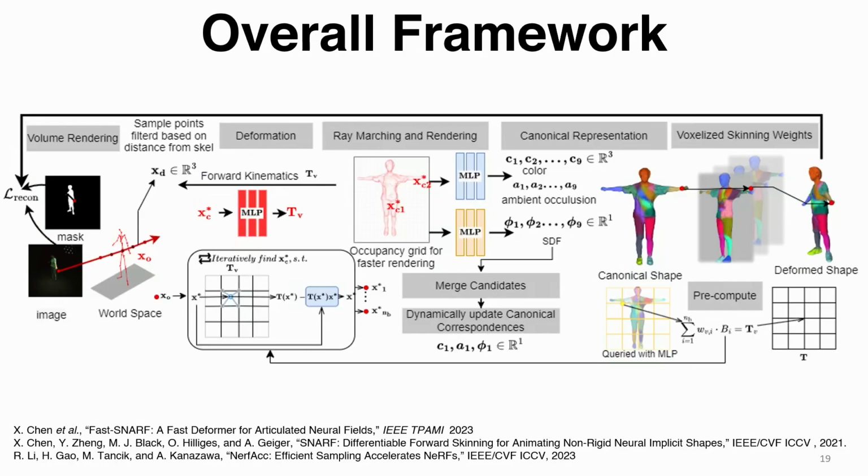Following FastSNARF, we reparameterize the skinning weight fields to be voxels to increase speed, and additionally represent the canonical space as a 3D grid volume as seen in NerfAcc to exploit the transmittance-based importance sampling.